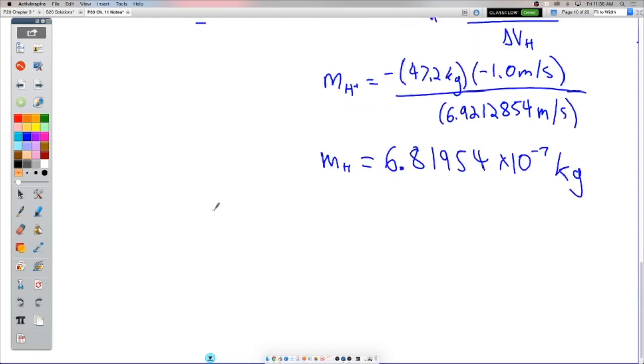So we will say that the number of hydrogen ions is equal to the total mass, m_H total, let's say, divided by the mass of just one hydrogen, so the mass of one hydrogen ion.